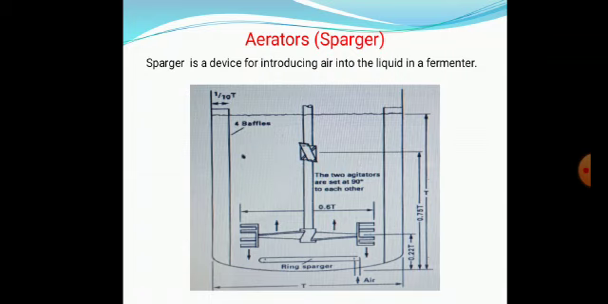Now you may ask the question, what is the real role of air here? The role of air is supply of oxygen to microorganisms. Most of the organisms used in industrial fermentation are aerobic organisms. So without air, fermentation cannot be done. So we supply air through a tube and we call it a sparger.